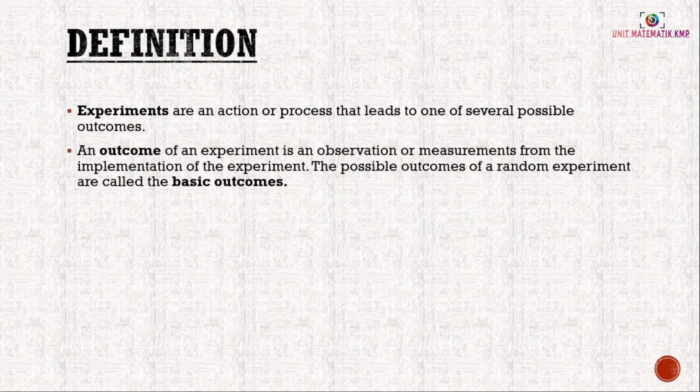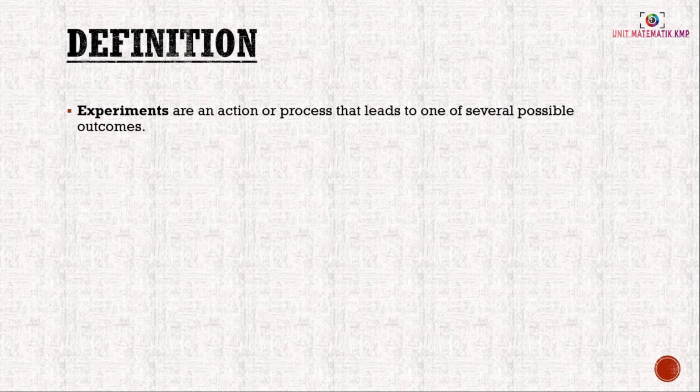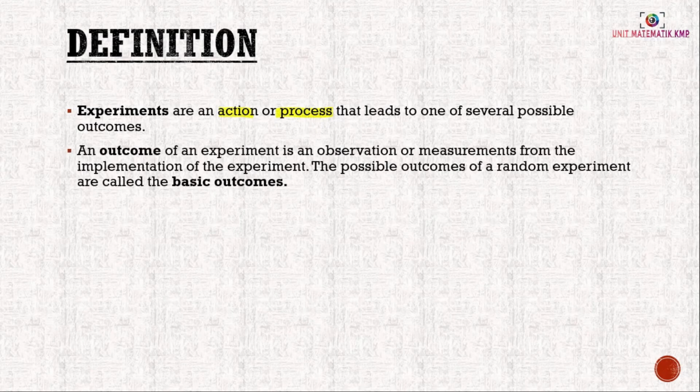By definition, an experiment is an action or process that leads to several possible outcomes. So bila ada eksperimen, ada result. An outcome of an experiment is an observation or measurement from the implementation of the experiment. So the possible outcomes of a random experiment are called the basic outcomes. Jadi outcomes ni adalah result daripada kita punya experiment.